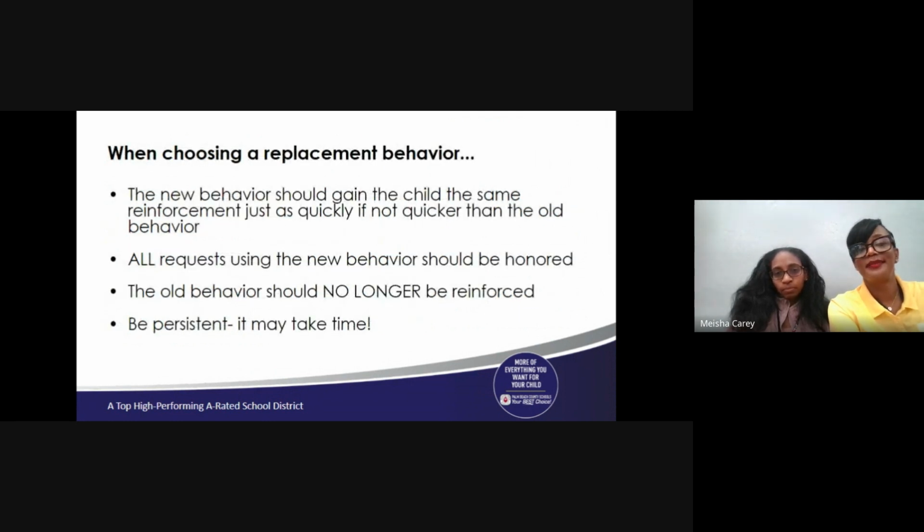When choosing a replacement behavior, the new behavior should gain the child the same reinforcement just as quickly, if not quicker, than the old behavior. All requests using the new behavior should be honored. The old behavior should no longer be reinforced, and you should be persistent. It may take time. Yes, it will. And again, for that student who is calling out, instead of saying stop calling out, we teach them how to raise their hand, reinforce them for raising their hand, and ignore the calling out.